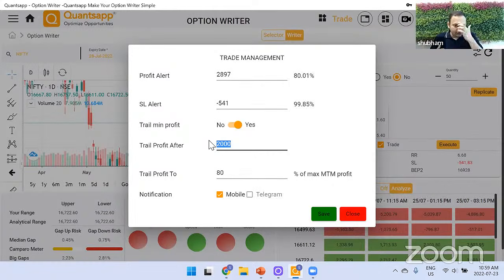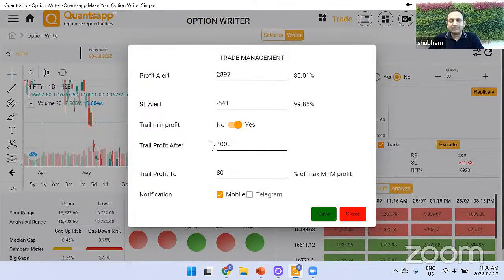So if I say 2000 is the next profit, on a real time basis it is calculating the profit that I'm making. So let's say if the profit becomes 2000, then 80% of it will be basically 1600, so the moment the profit falls below 1600, alert me. If the profit becomes 3000, then it will take 80% of 3000. If the profit becomes 4000, then it will take 80% of 4000.